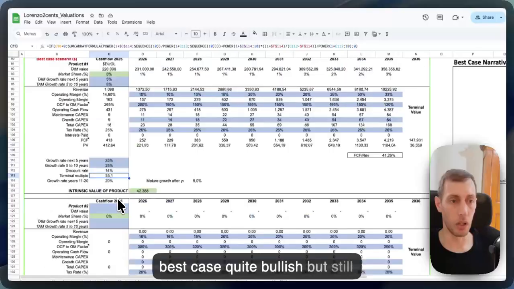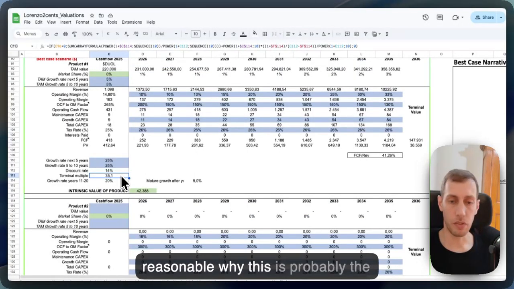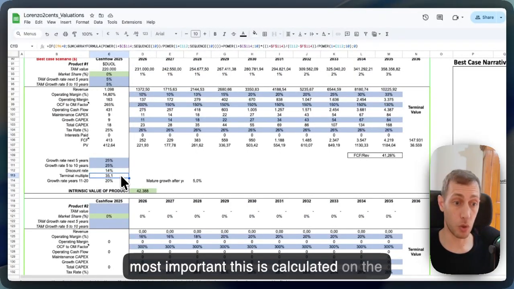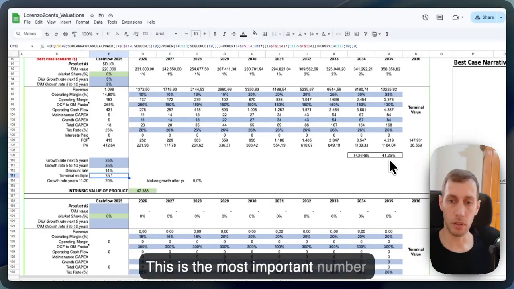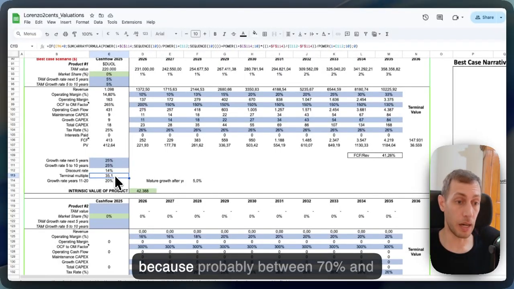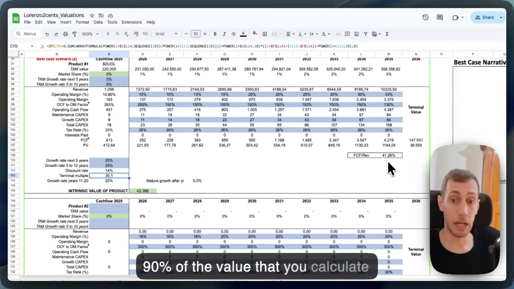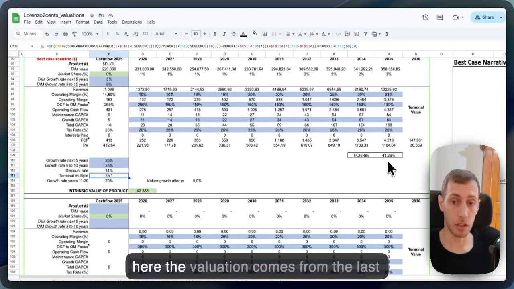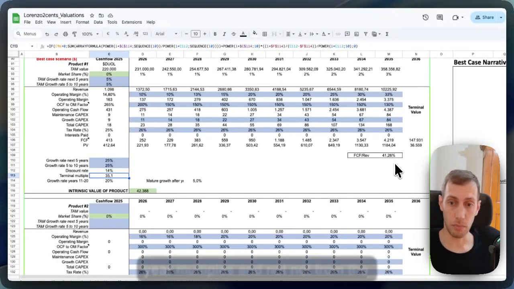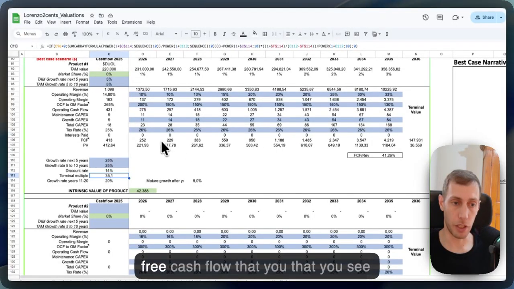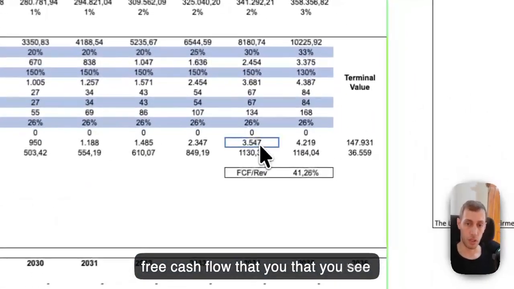Best case quite bullish, but still reasonable. Why? This is probably the most important. This is calculated on the base of the growth rate that you put here. This is the most important number, because probably between 70% and 90% of the value that you calculate here, the valuation comes from the last year multiple, so not from the free cash flow that you see here, right?